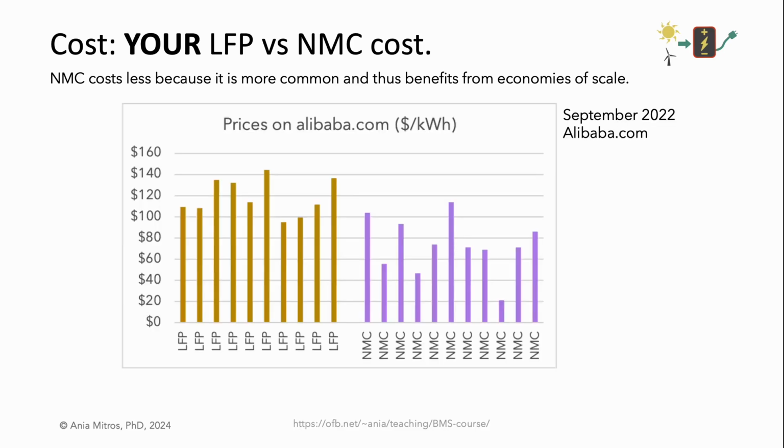So, I went to Alibaba.com, a website selling all sorts of things from China. I searched for LFP lithium battery or NMC lithium battery and noted down the cost for the first 10 or 11 results for prismatic cells. Prismatic, which is to say cells packaged in rectilinear boxes without any added electronics. And what I see here, on Alibaba, is that NMC cells are less expensive than LFP.